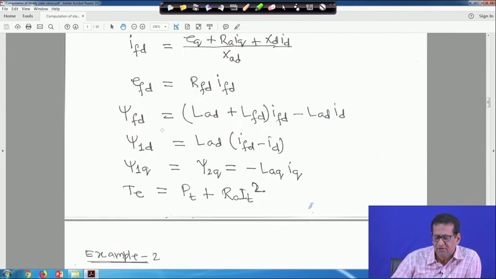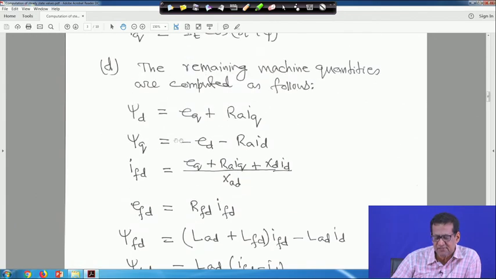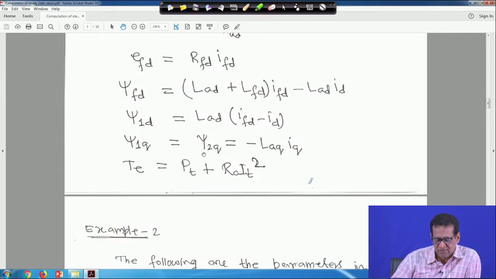Now, psi FD is equal to LAD plus LFD times IFD minus LAD ID. Similarly, psi 1D, we are assuming one armature winding on D axis, will be LAD into IFD minus ID. Similarly, psi 1Q will be equal to psi 2Q is equal to minus LAQ IQ, right, and torque TE is equal to PT plus RA IT square. All the equations written here have been developed and given in the previous lectures, right. So, with this we will take one small example.